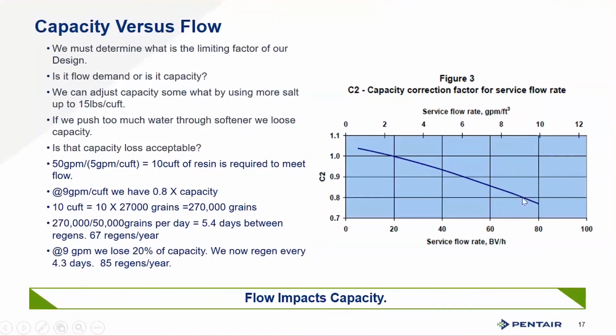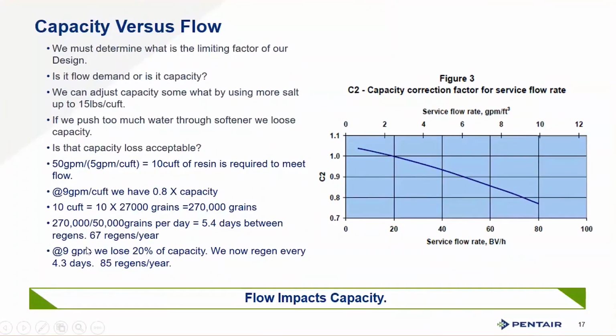So that's an interesting factor, that if they pull more water than the 5 GPM, we're going to lose some capacity. That's why we always like to size things for the hard cut of their range and performance. They perform best. So 27,000 grains at 50,000 grains per day, 4.5 days between regenerations. That equals 67 regens a year.